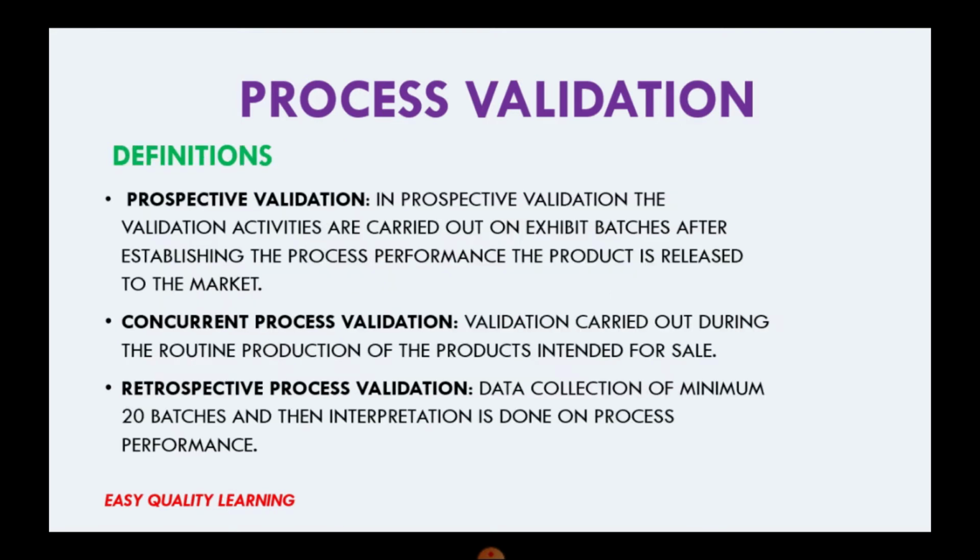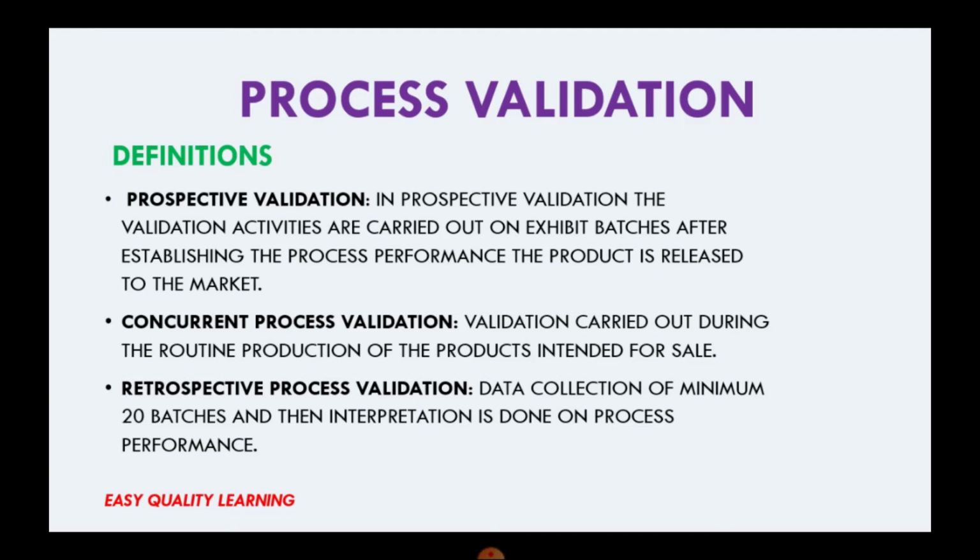We will understand about the definitions of process validation. First one is prospective process validation. In prospective validation, the validation activities are carried out on the exhibit batches. After establishing the process performance, the product is released to the market. So in this, first the process validation is done, whether it is done on exhibit batches or on pilot scale batches. And once all the criteria of process validation are confirmed and process validation reports are closed, then only the products are released to market.